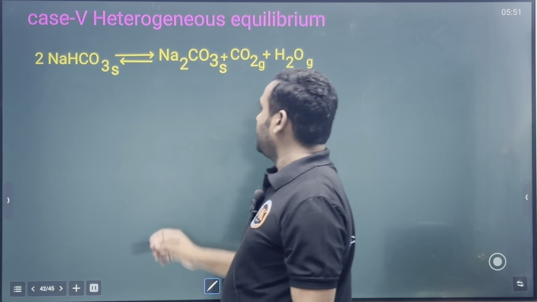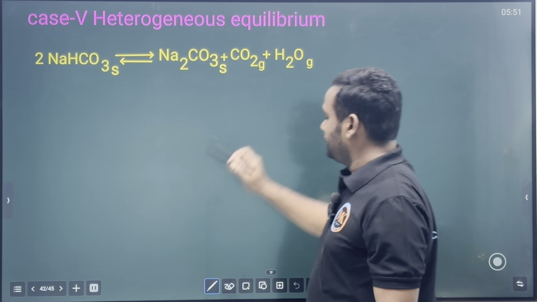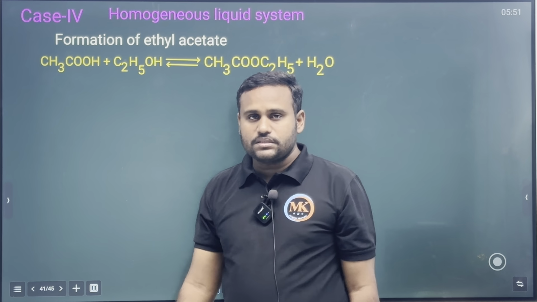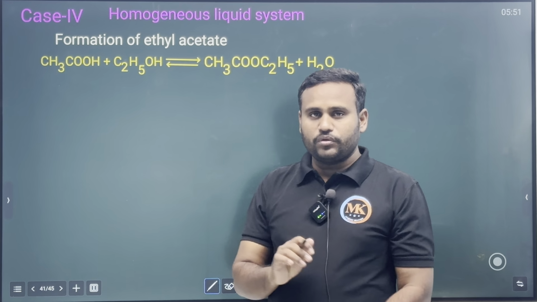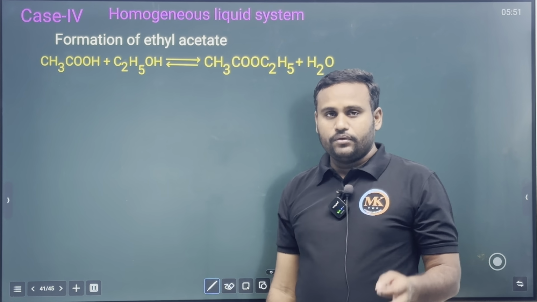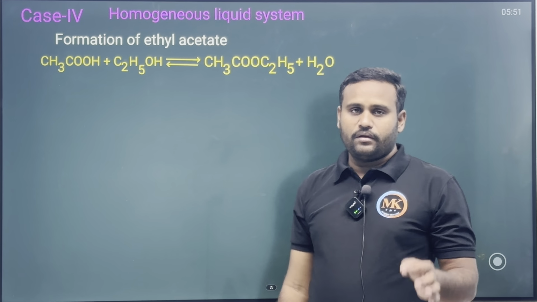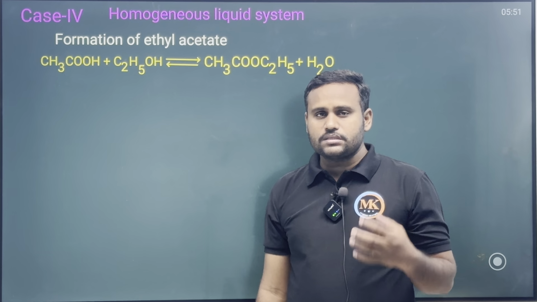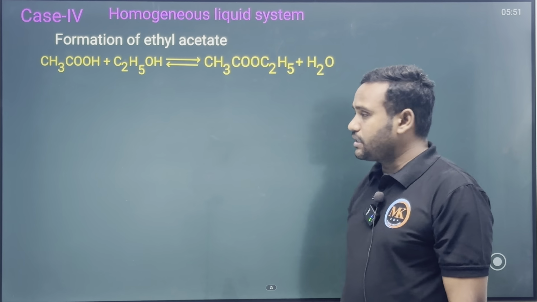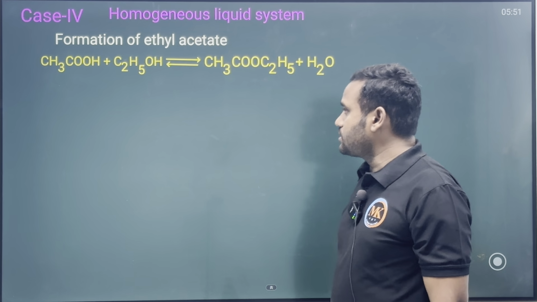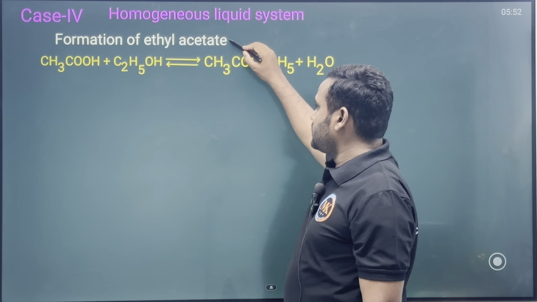So case 4 we are going to discuss. In the last video I explained up to case 3. Up to case 3 I took homogeneous gas equilibrium where delta n is equal to 0, where delta n is less than 0 and where delta n is greater than 0. Now this is the homogeneous liquid system for ethyl acetate.